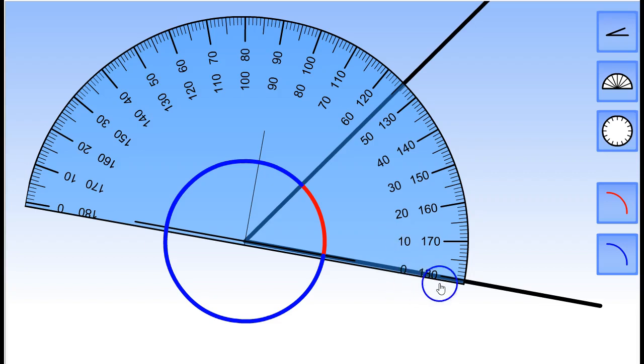So if I'm looking here, notice we have a 0 and we have 180. We always want to start at 0. The reason why we have it in both directions is because depending on the problem, one way may help you versus the other way. But either way, we want to start at 0.